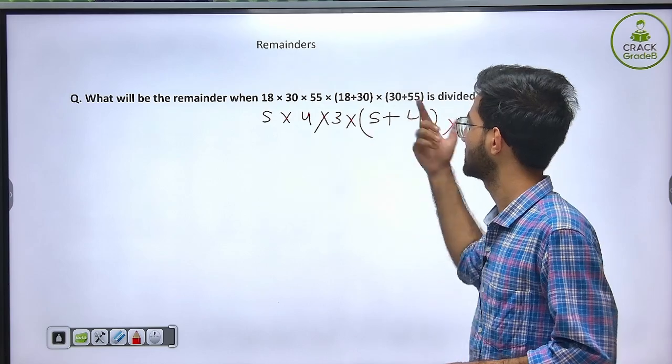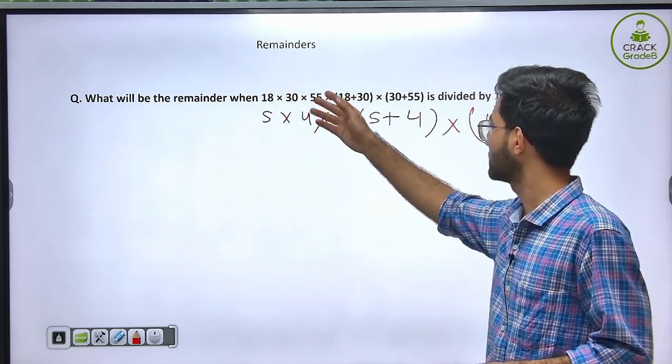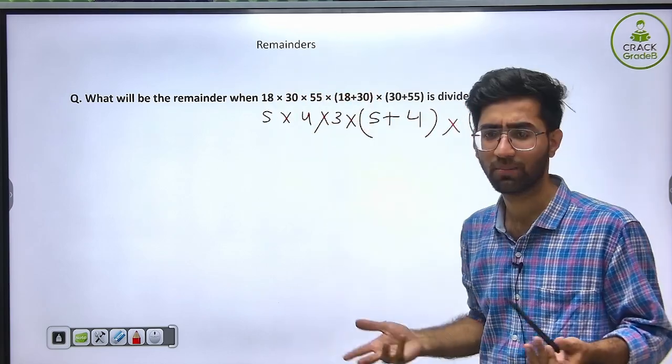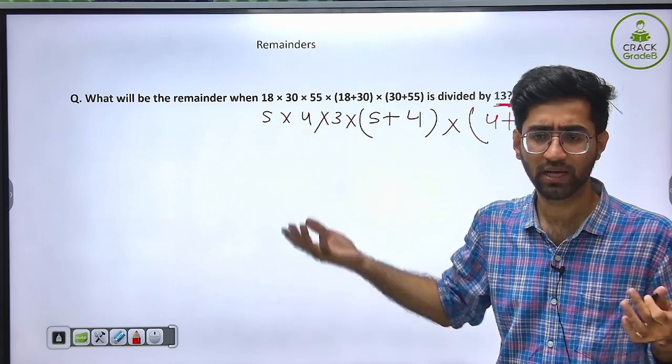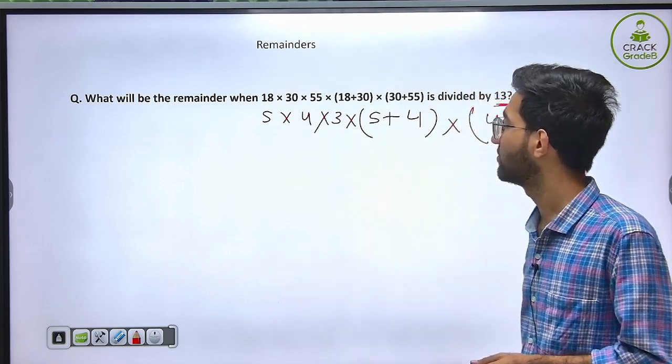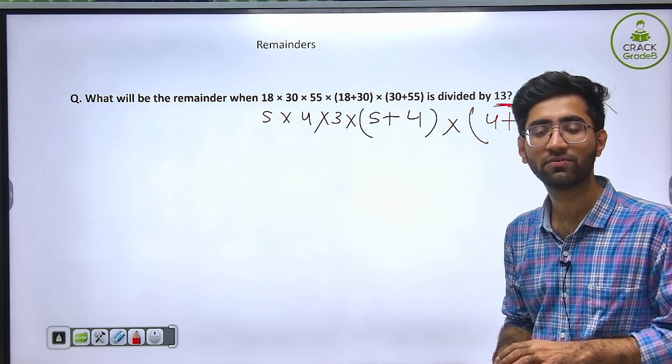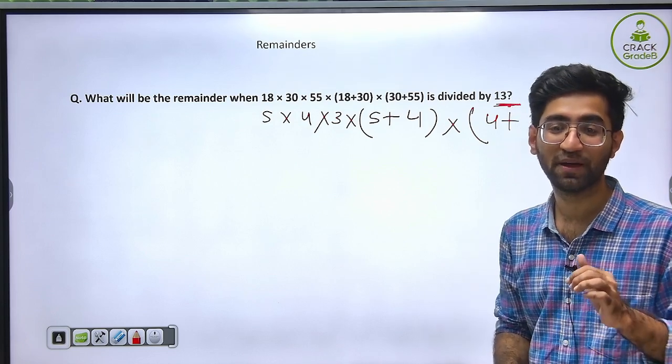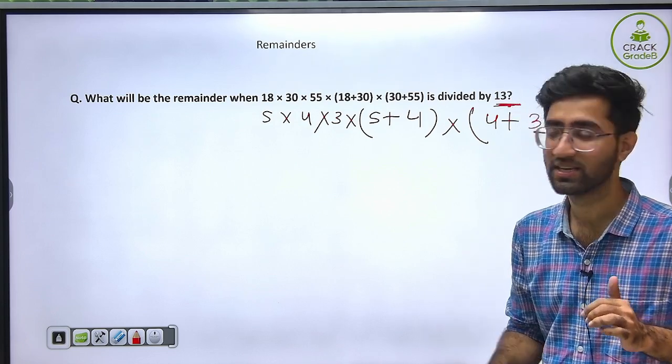Now tell me, if you are good at calculation, you can ask why I should learn this approach. I can simply multiply, add these numbers and multiply. No, you will waste your time if you follow that approach, right? So obviously 5 into 4 into 3 is 60. 5 into 4 is 20. 20 into 3 is 60.